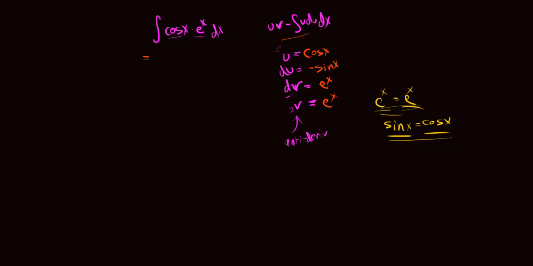This is equal to u and v, cosine x times e to the x, minus the integral of v times du. So v is e to the x times du, which is negative sine x, dx. Now we can simplify because we have two negatives. We could turn this into cosine x e to the x plus the integral of e to the x sine x.